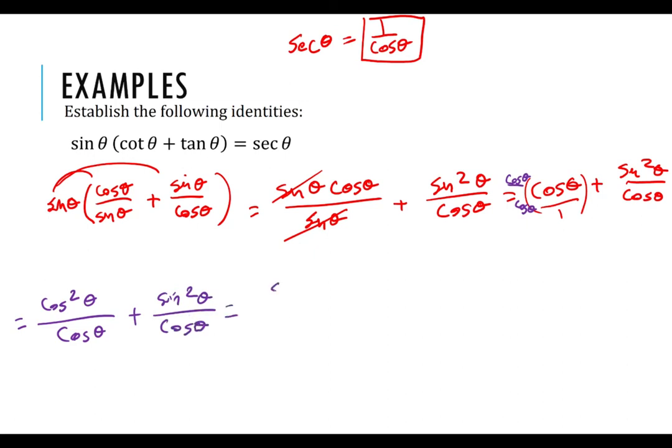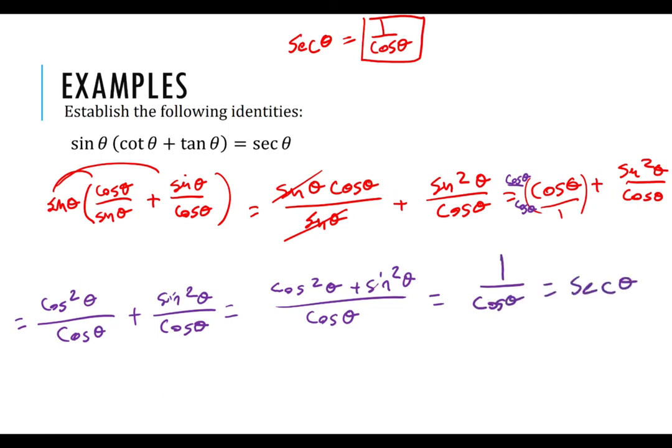Then this gives me cosine squared of theta plus sine squared of theta, all divided by that denominator cosine of theta. But then remember, I've got that Pythagorean identity, cosine squared of theta plus sine squared of theta is equal to 1, and so I get 1 divided by cosine of theta. Look at there, we're finished. We got secant of theta. And so we're done.